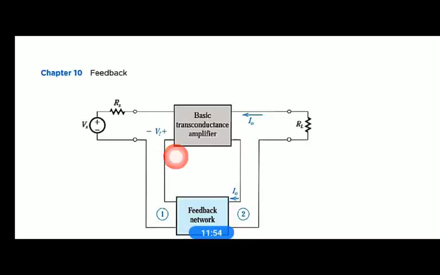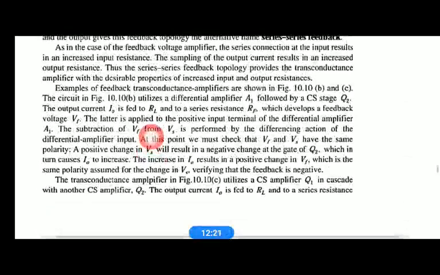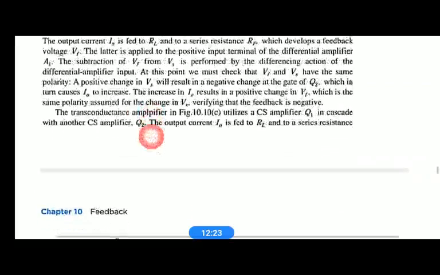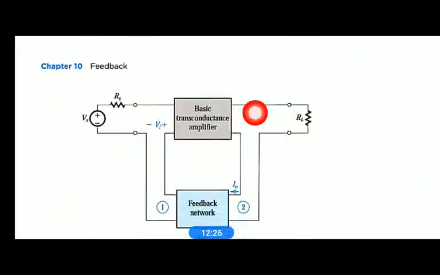So you can see here the output current is sampled, right, here we are doing current sampling, and the sampled output current is converted into the voltage VF, which is given in series with the VS. That means here we are sampling the current, mixing the voltage. So this network we also call a voltage mixing and current sampling amplifier, voltage mixing and current sampling amplifier.